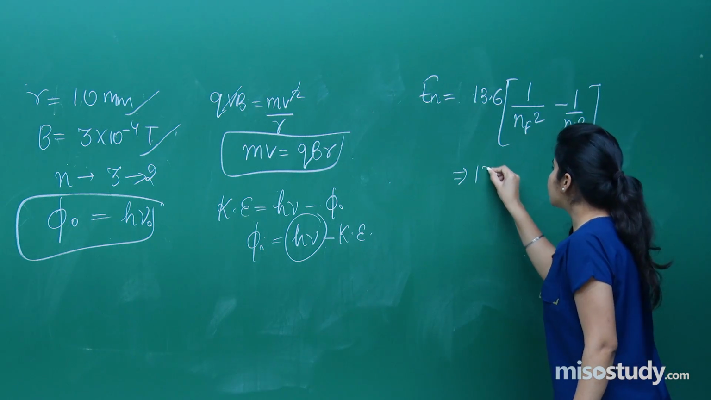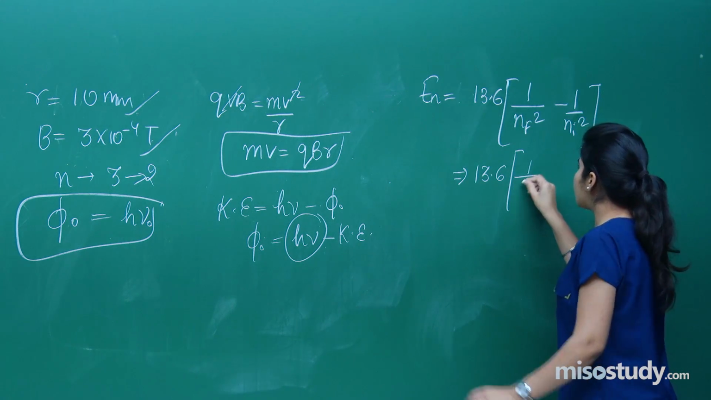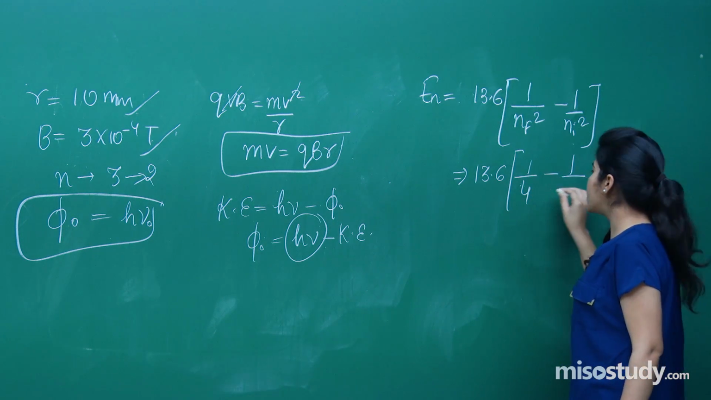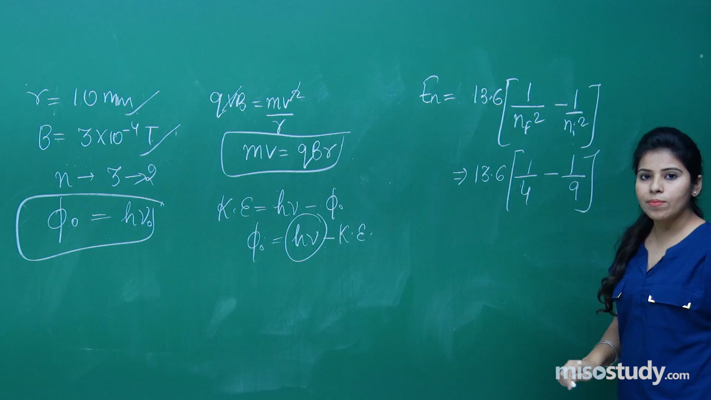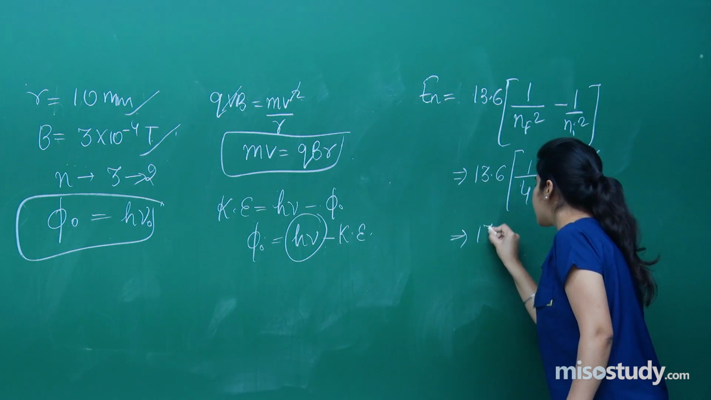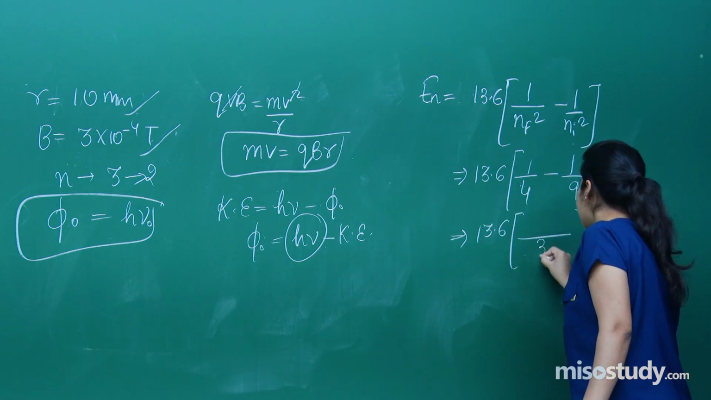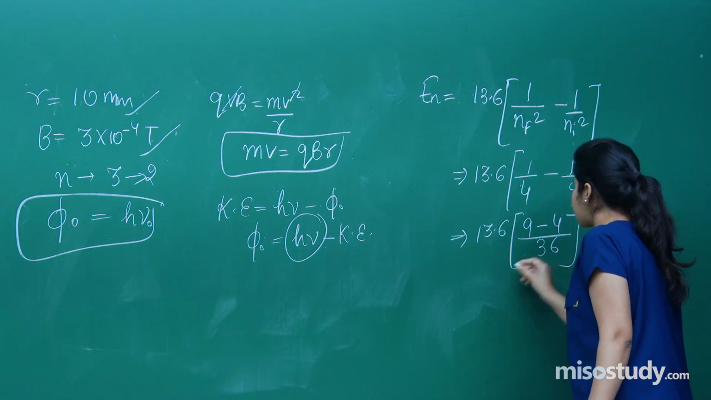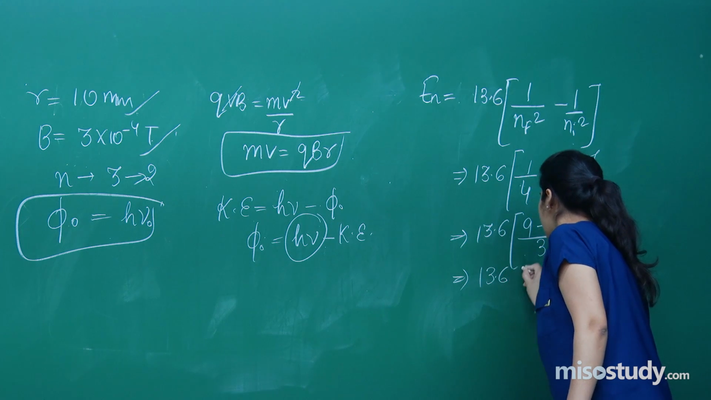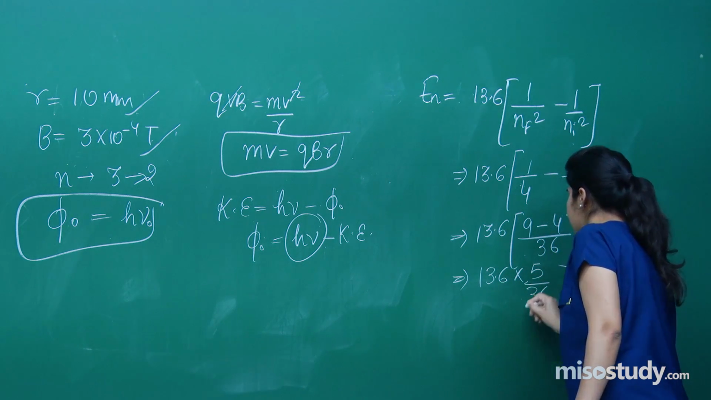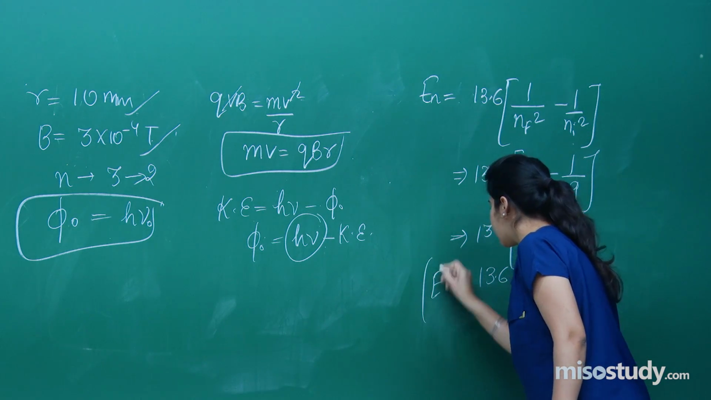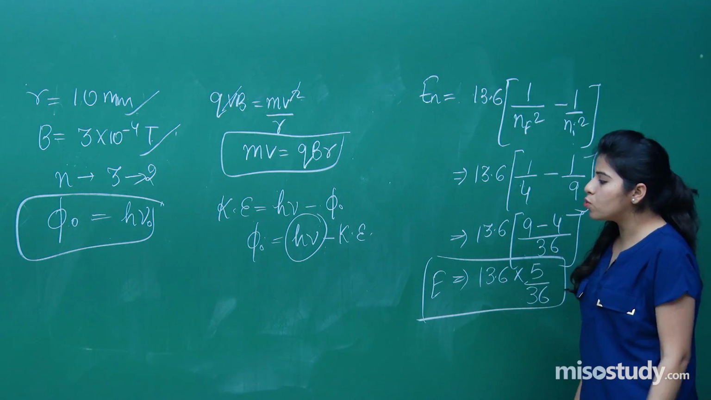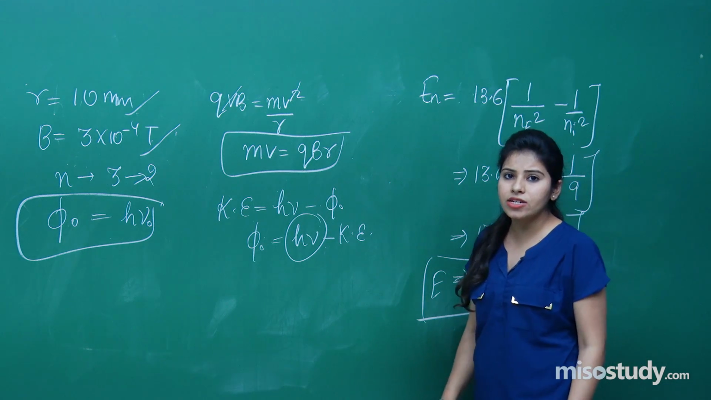So we will say 13.6 into 1 by final, which is 2 squared, so this will be 1 by 4, minus initial was 3, so square, that means 1 by 9. So we will have 13.6 into (9 minus 4) by 36, that is 5 by 36. You have the energy as this. Now from here, what we can do is find out the kinetic energy.